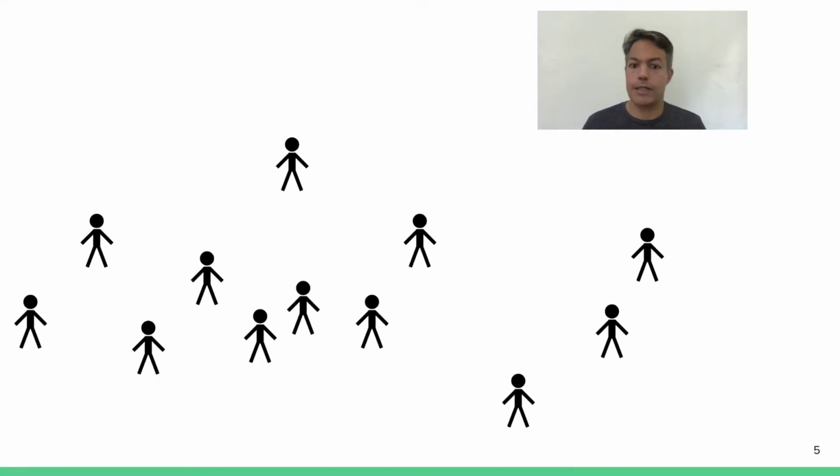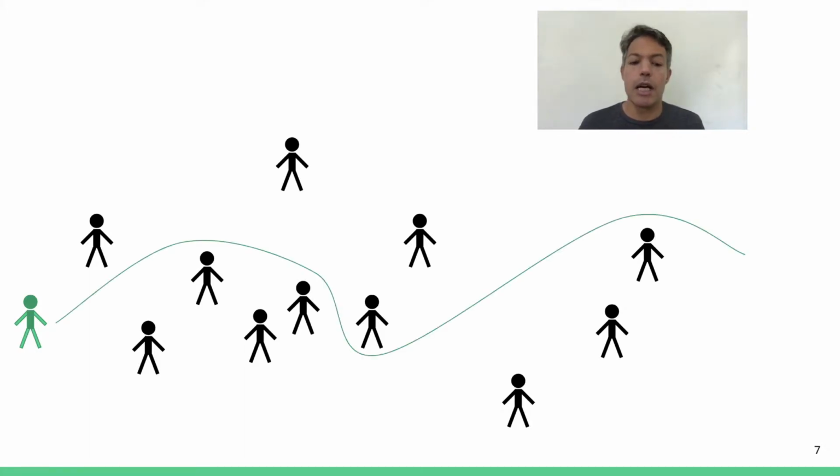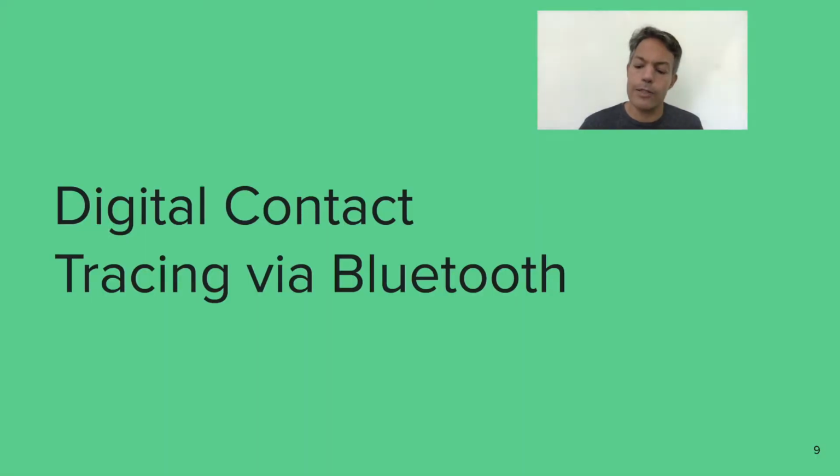So if we're looking at an example of this population of people, we want to do contact tracing of the person in green as they went through their daily life, and that would be all these people in red. An important caveat, we're not looking at any indirect contacts, which is another topic for another time. So how does this work with Bluetooth?